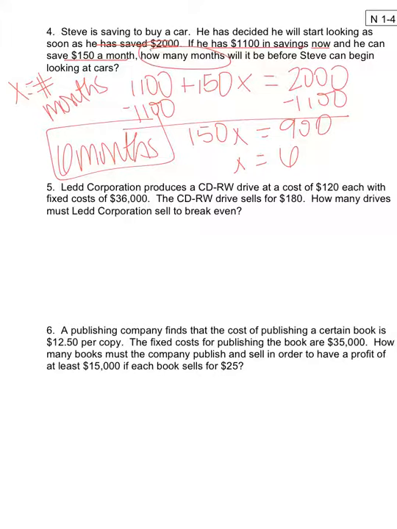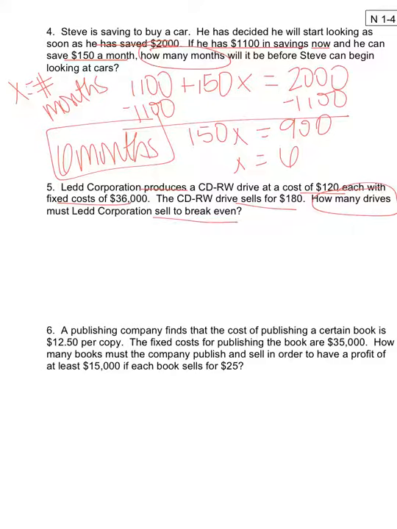Okay, so let's take a look at 5. Alg Corporation produces a CD-RW drive at a cost of $120 each with fixed cost of $36,000. The CD-RW drive sells for $180. How many drives must Alg Corporation sell to break even?